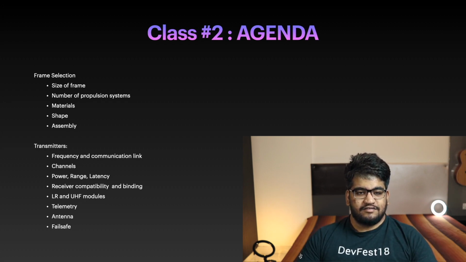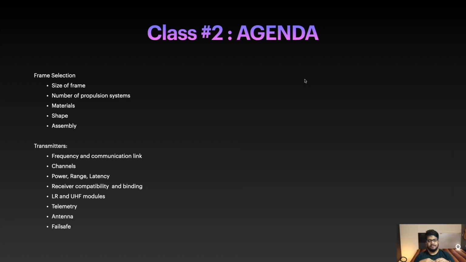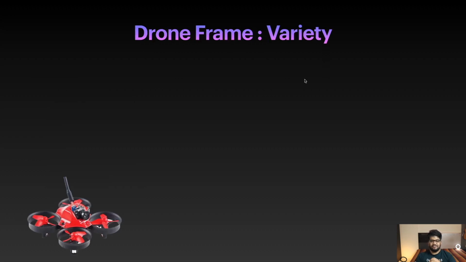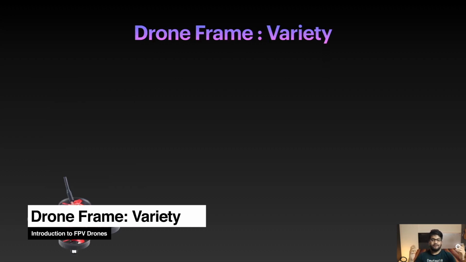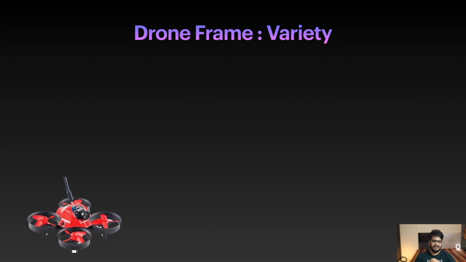That is today's class. So let's talk about drone frame variety. In the last class I mentioned that when I'm talking about a drone, I want you to think about a quadcopter, because drones can be of various types, as we discussed. It could be fixed wing, it could be helis, it could even be a military drone. But to be on the same page, at the same understanding level, I want you to think of a quadcopter, that is a drone with four rotors on top.